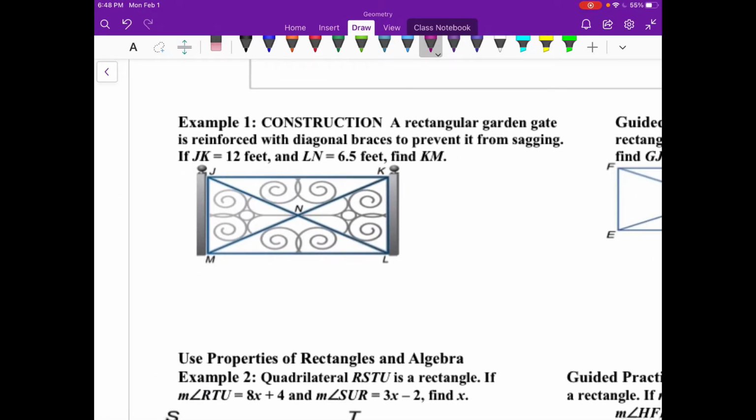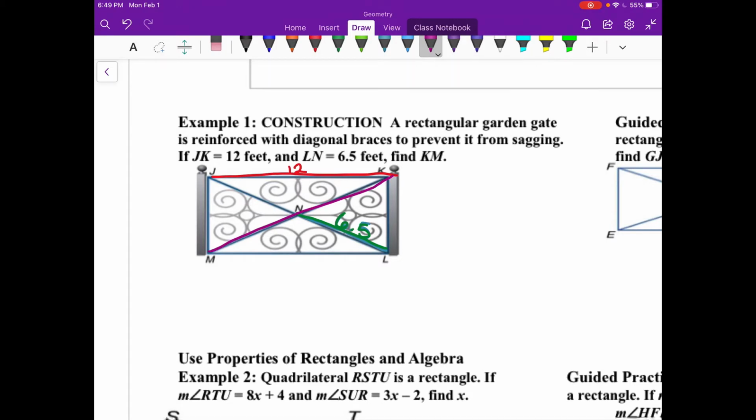It says a rectangular garden gate is reinforced with diagonal braces to prevent it from sagging, and it gives us some lengths. It tells us that JK, this measure right here, is 12 feet, and then it tells us that LN, this one right here, is 6.5 feet, and we're going to find KM. Let me make that a different color really quick, so that'll be green, 6.5. We need to find KM, which is this other diagonal. I'll make it pink. Going this way.